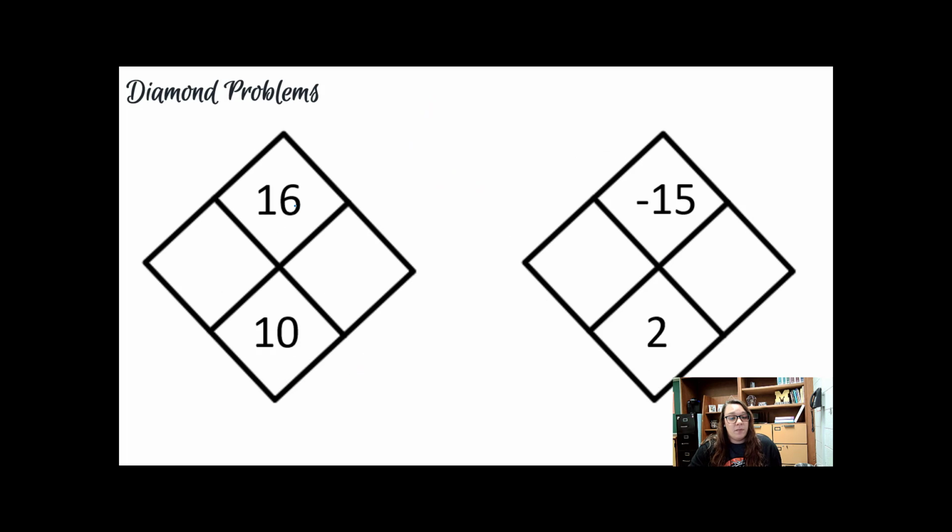Let's try some more. The top of this one is 16, so I want things that will multiply to give me 16. Let's come up with our list. We could have 1 times 16, or 2 times 8. 3 doesn't go into it. 4 does, though, it's 4 times 4.